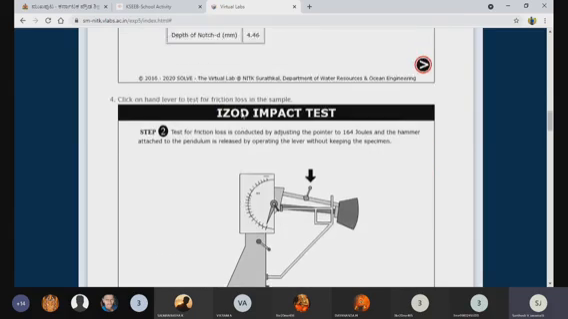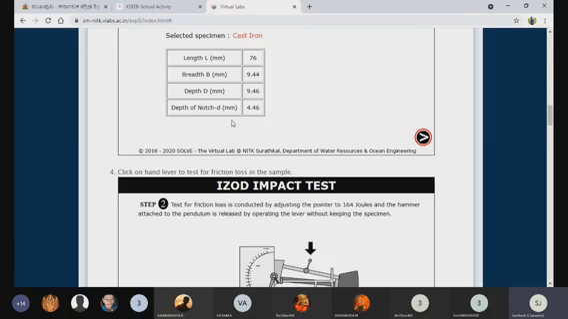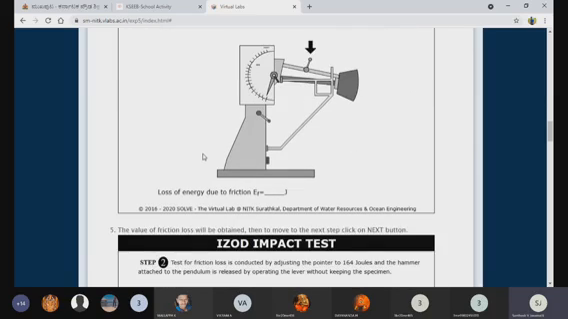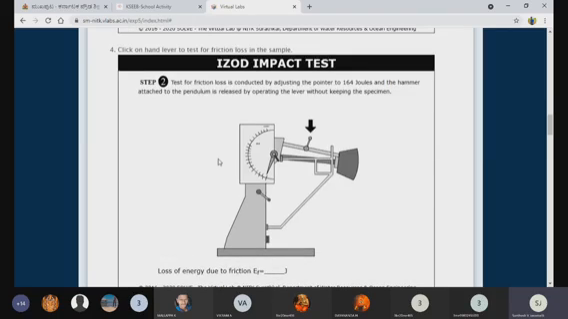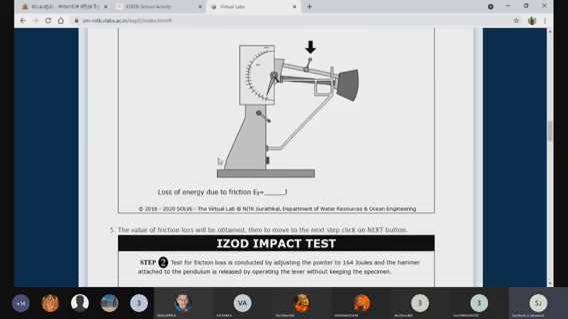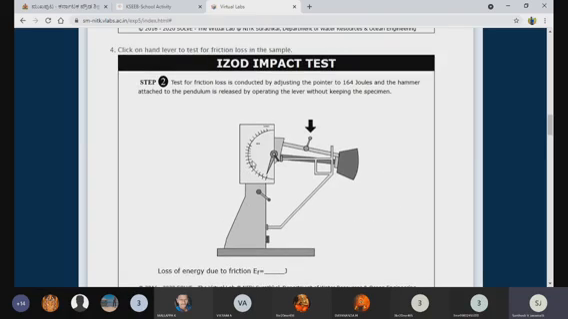Once we prepare this sample, we go to the next step. The next step is that the test for friction loss is conducted by adjusting the pointer to 164 joules, and the hammer attached to the pendulum is released by operating the lever without keeping the specimen. Okay, that I will also explain. See here, this is one type of calibration process. It is one kind of calibration process, because we keep these machines idle for months, four months, or even a year, just keeping the samples.